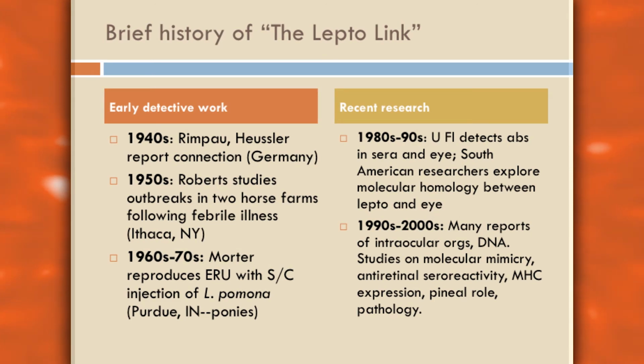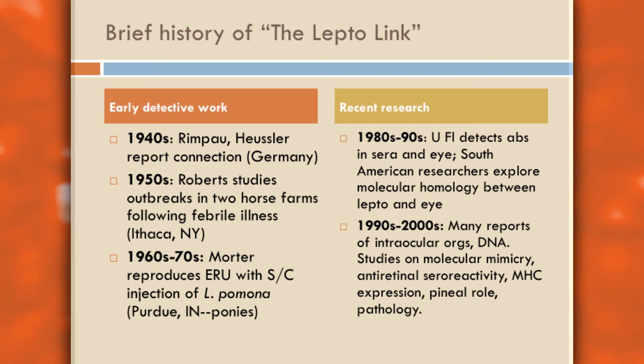Here's a brief history. The first reports came from Germany, another place with lots of rivers. In the 50s, Dr. Roberts, the old polo coach from Cornell, studied outbreaks on 2 horse farms following a febrile illness. He's a teacher at Cornell, but also an ambulatory clinician. So he had very good clinical data, very much like mine. And he published very good papers on it. Then in the 60s and 70s, Dr. Mortar at Purdue reproduced this disease with subcutaneous injection of live leptospiral bacteria. We call them the Purdue ponies, and I still have those slides. We need to do something with them one of these days.